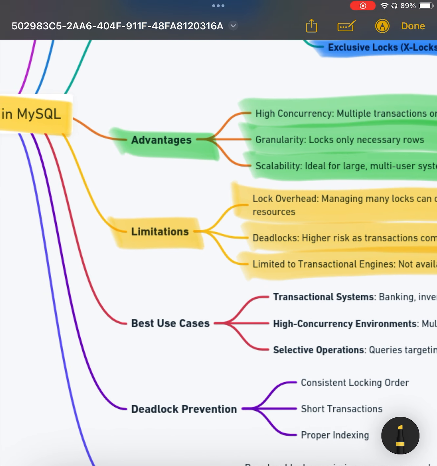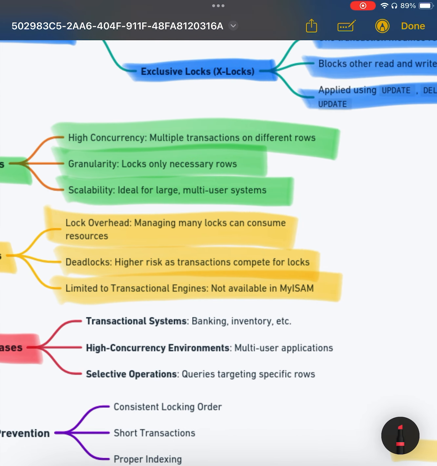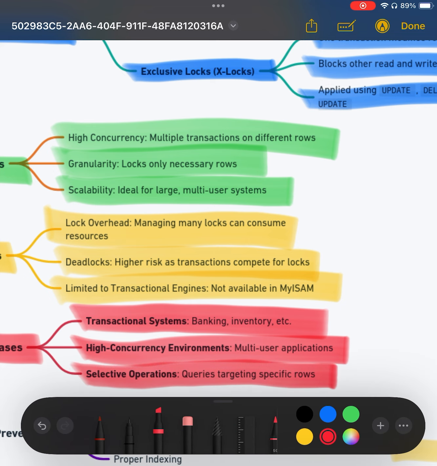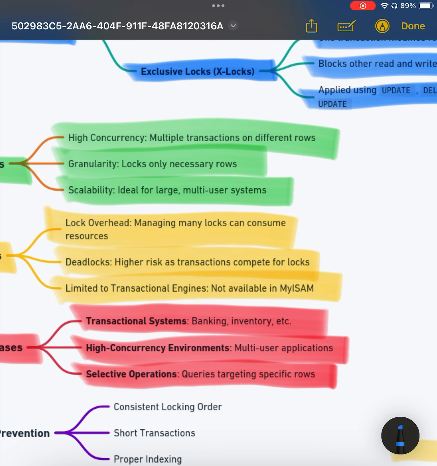6. Best use cases. 1. Transactional systems. Applications requiring ACID compliance, such as banking or inventory management. 2. High concurrency environments. Ideal for multi-user applications, where simultaneous access to different rows is common. 3. Selective operations. Efficient for queries targeting specific rows, ensuring minimal locking impact on unrelated rows.